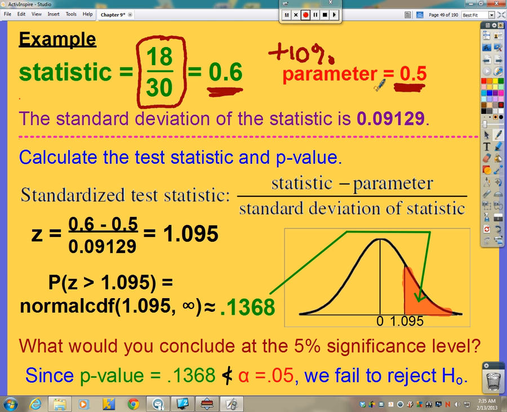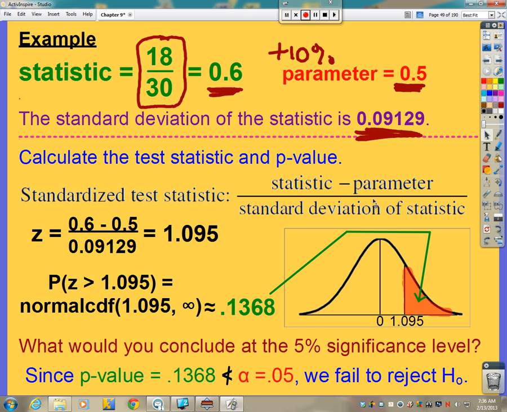But is 10% enough to say that this 50% we should throw out the window and we should reject the null hypothesis? Well, here's our standard deviation, which is a little bit less than 10%. So you can kind of think about if we're 10% away and we have a standard deviation of 9%, we're a little bit over one standard deviation away from the mean, where the mean is our 50% here.